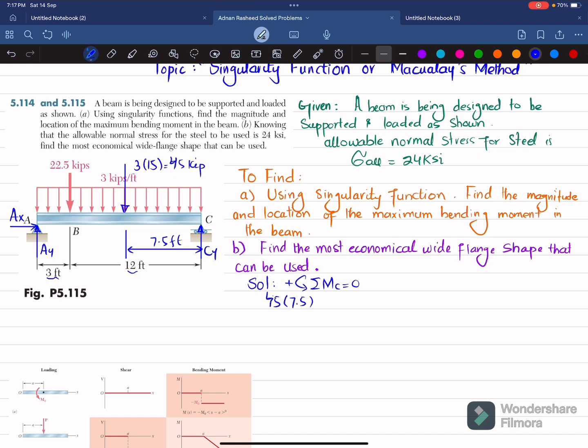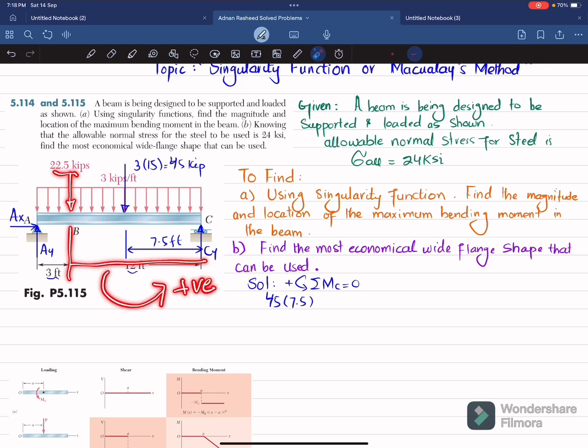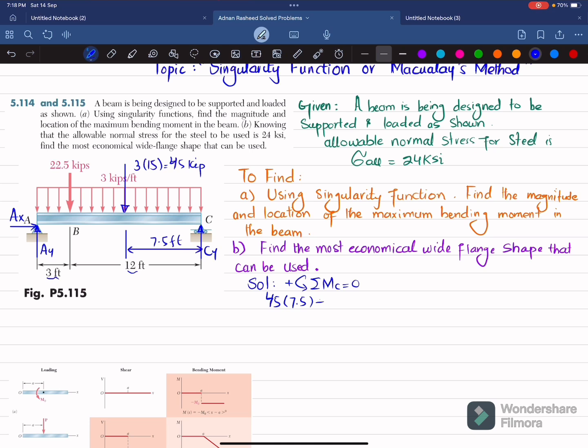So this is 45. Okay, the second moment is produced due to this 22.5 kips load, and the perpendicular distance is 12 feet, and this is also producing counterclockwise moment, so it will be positive. So I will write plus 22.5 into the perpendicular distance, 12. And the last load that is producing moment about point C is AY, and the perpendicular distance is 15, and it is producing clockwise, so it will be negative. So minus 15 times AY. The sum of all moments about point C must be equal to 0.